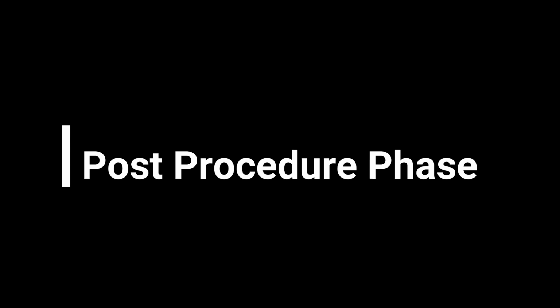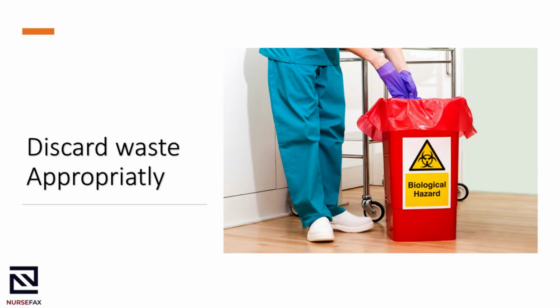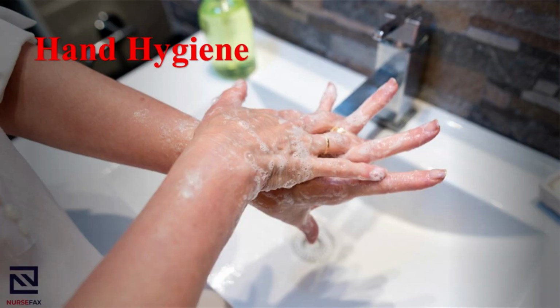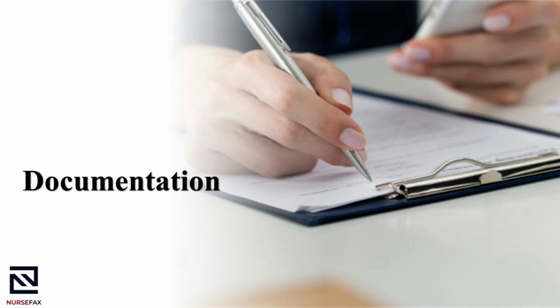Post-procedural phase. Waste disposal and cleaning: discard the waste appropriately following the waste management policy. Clean the equipment used, preferably with Clinell wipes. Hand hygiene: clean hands with hand rub or soap and water as required. Documentation: document the administration and any findings or comments if any. Check date, name and signature before finishing the station.